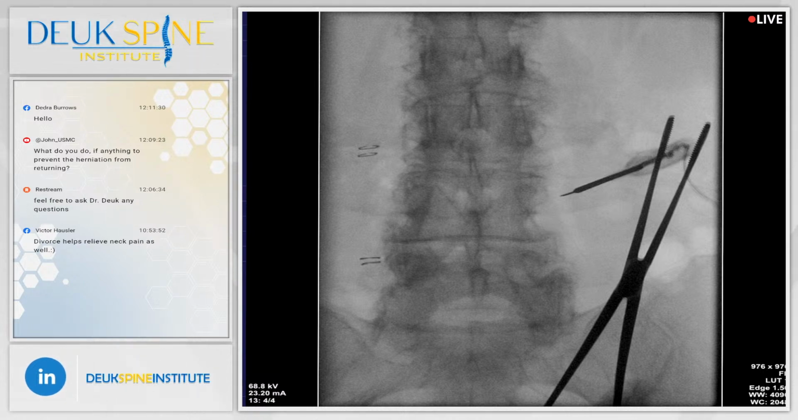And finally, we're going to go down and get the last one down there. Let's see if I can reach it. The other side made it more difficult.